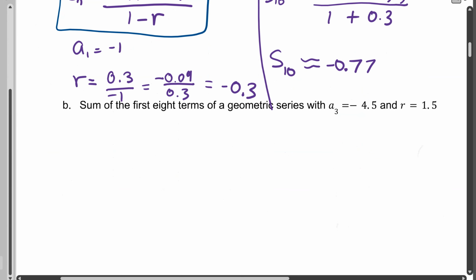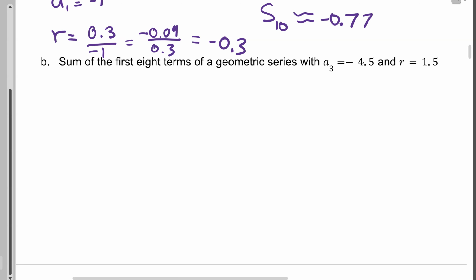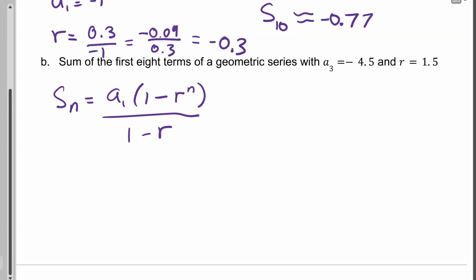Now, what if I wanted to find the sum of the first 8 terms of a geometric series where the third term was negative 4.5 and my common ratio was instead 1.5? Well, that's a little bit tougher, because if you think about one of the formulas we could use here, yes, I know the common ratio, yes, I know the number of terms, but I don't yet know the first term. Well, that's not a huge issue, right?